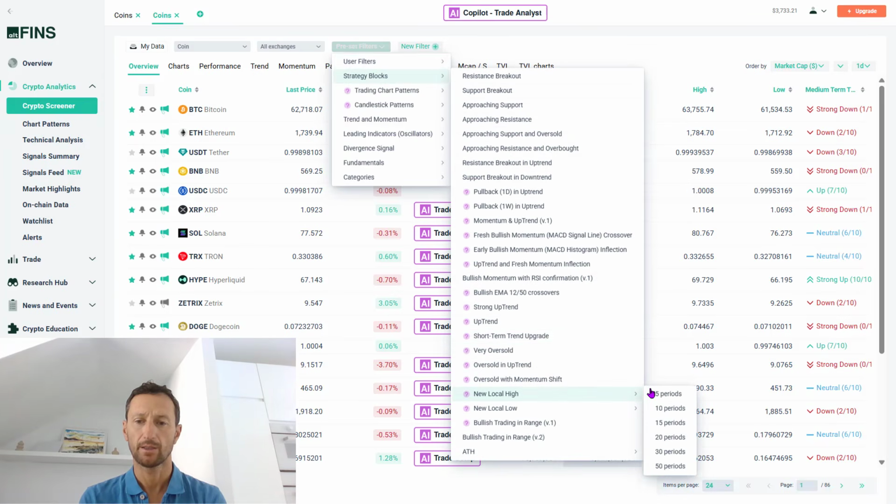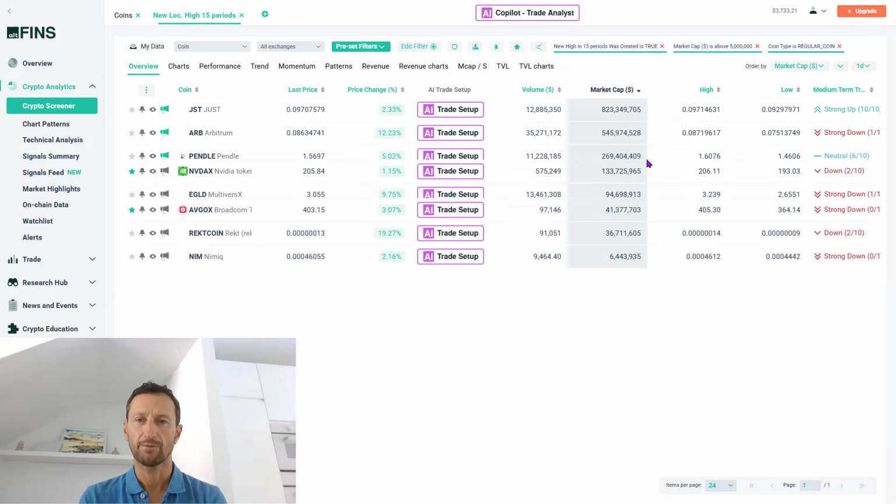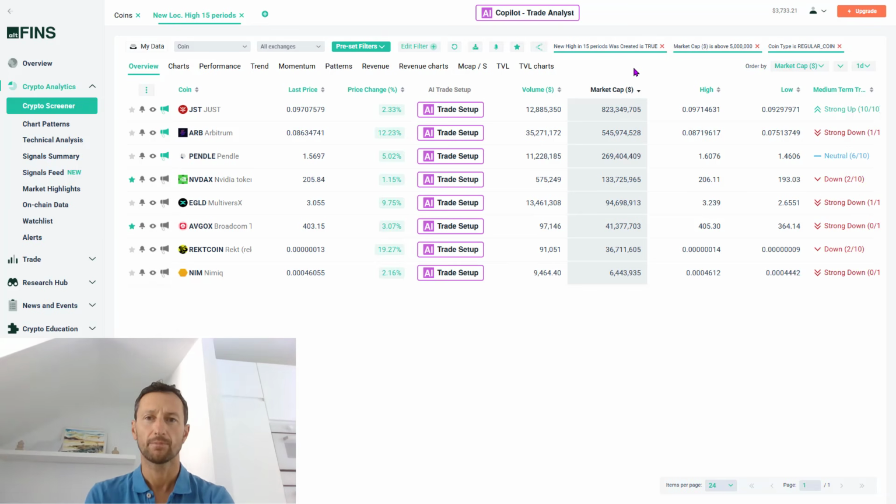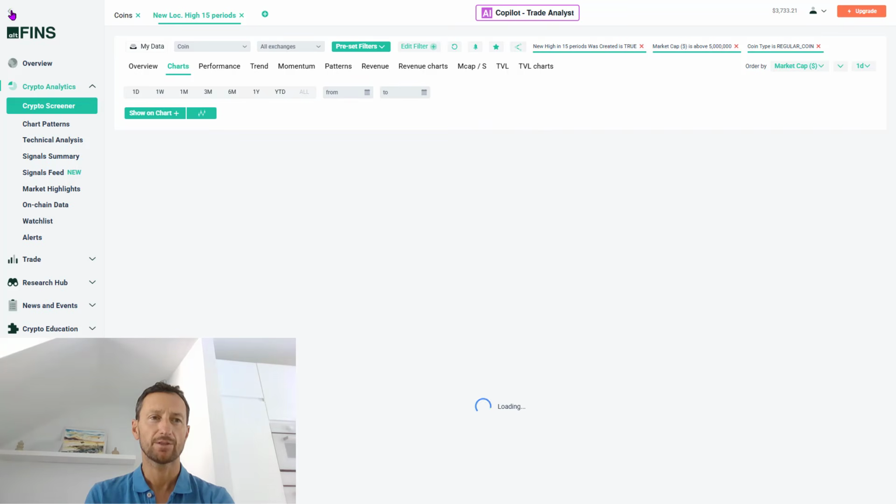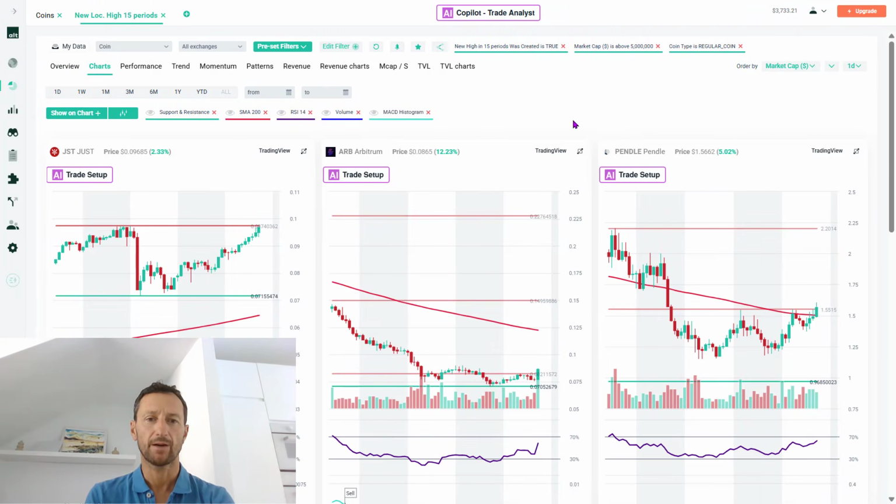I think I started with the 15 period new local highs, and what that means is that this preset filter basically finds assets that have made a new local high above and beyond the prices in the last 15 days.